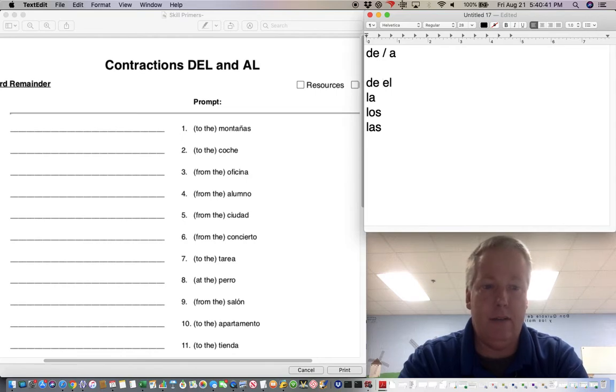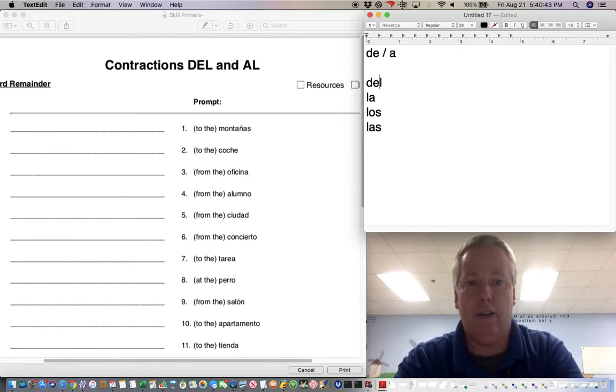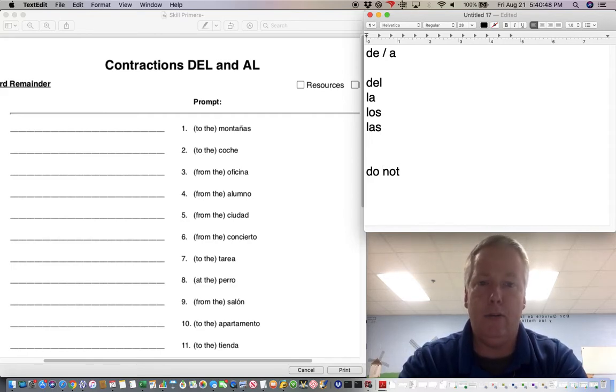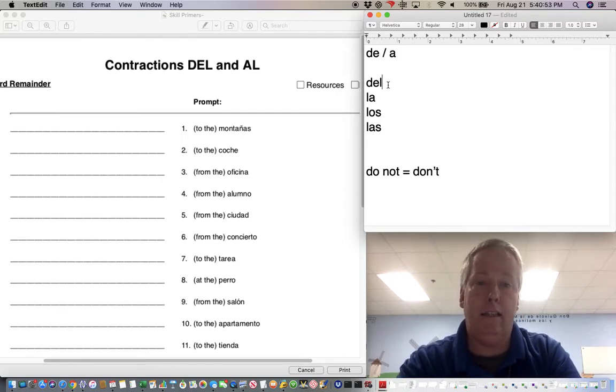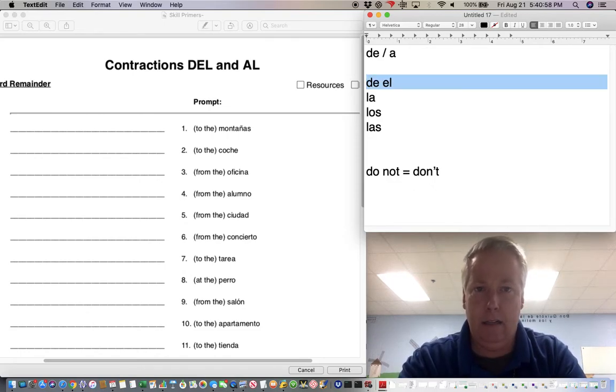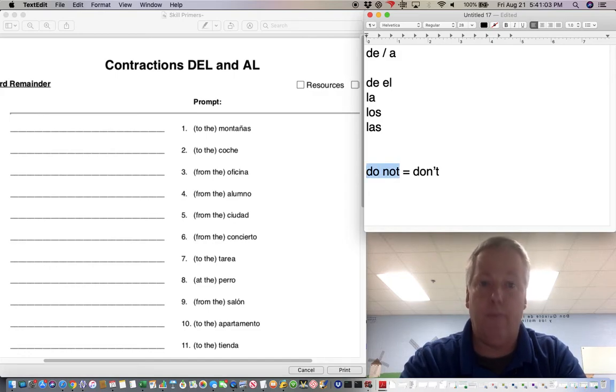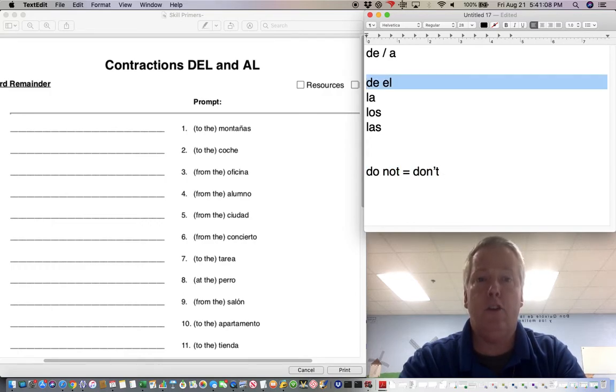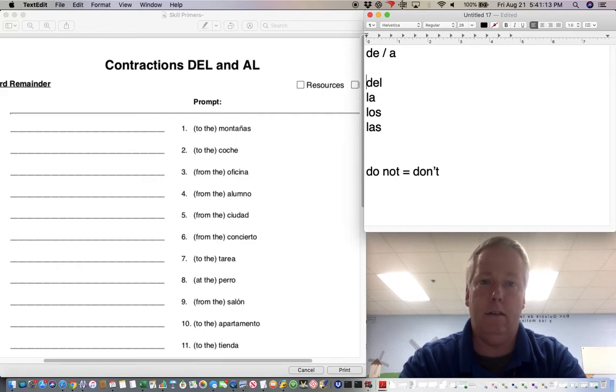If you're going to have these next to each other, then you have to make a contraction, del. It's the same thing as if when in English we have do and not next to each other, you are free to say don't. When in Spanish, you are not free to say de el, you have to say del. You are not allowed to have de el. You are allowed to have do not. As a matter of fact, your English teachers would prefer that you do have do not instead of don't. In Spanish, you are not allowed to have de el. You must have del. Okay. So de el equals del.